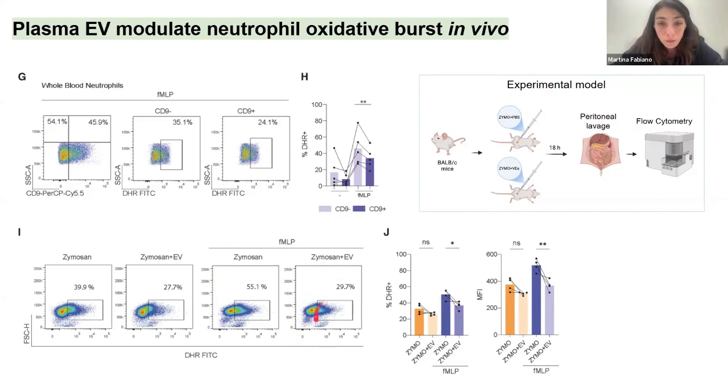reactive oxygen species, suggesting that the plasma extracellular vesicles were inducing an anti-inflammatory phenotype on neutrophils, decreasing their reactive oxygen production. There were fewer neutrophils producing them, and in a lower amount as well. So, validating our model in vitro and in an in vivo model.